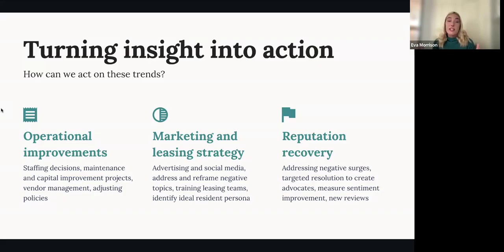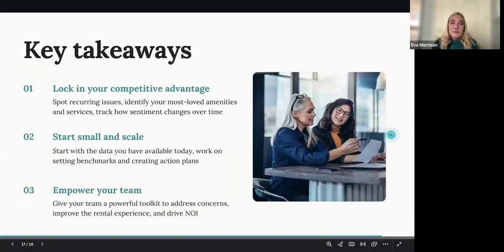And again, just measuring the initiatives that we are implementing, our marketing initiatives, our operational improvements, our amenities adjustments. Sentiment analysis makes it really easy to do that in a way that our teams can then take the results and continue to make good decisions on.